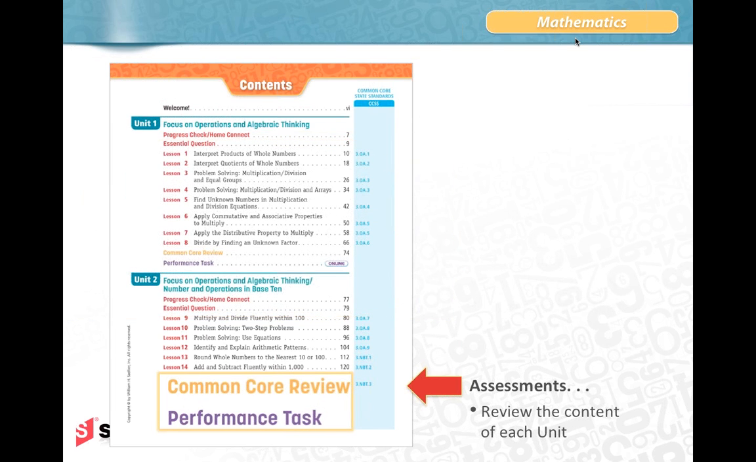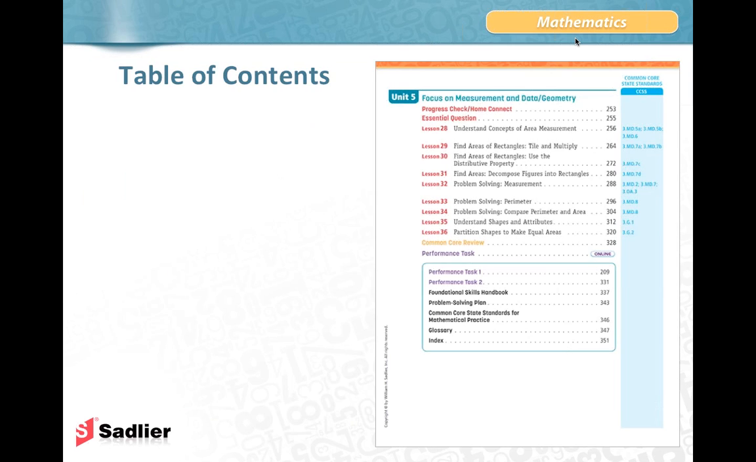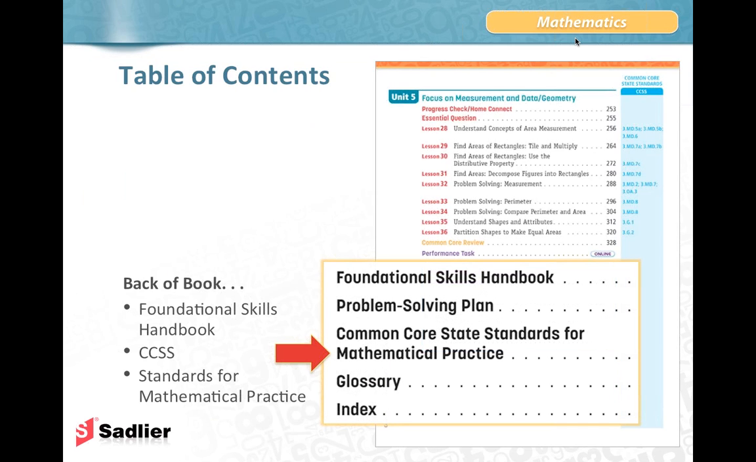At the end of every unit, there's a Common Core review, which reviews the Common Core state standards that were addressed in the unit. And we also have an end-of-unit performance task, which is available online for you to download. And that just exposes students to the type of assessments that will be on the new Common Core assessments. So the performance tasks review a cluster of the standards. At the end of every book, at the back of every book, is a foundational skills handbook.